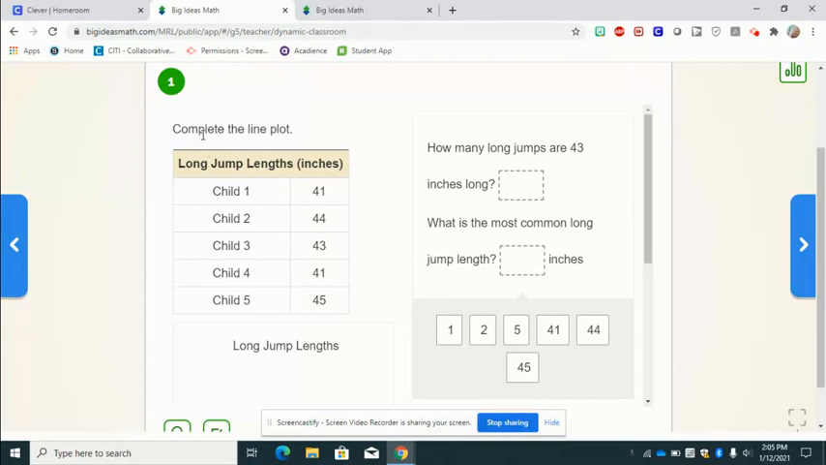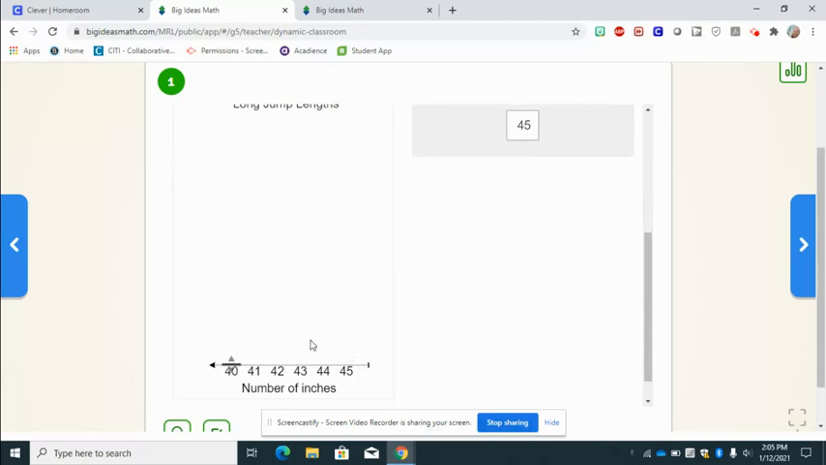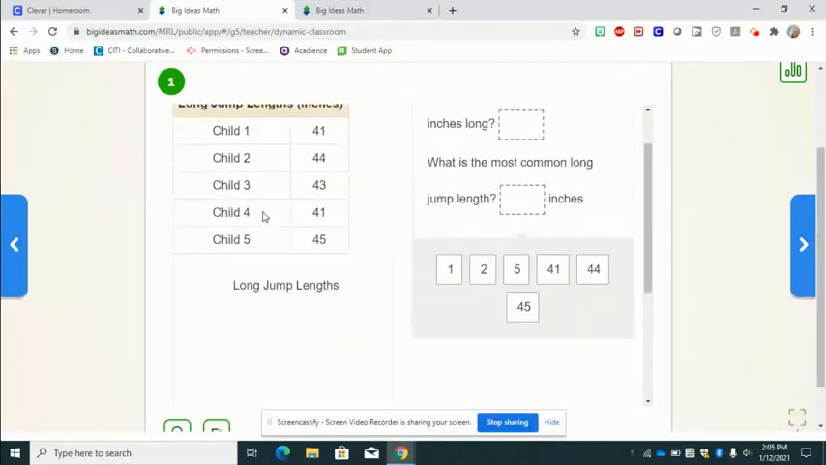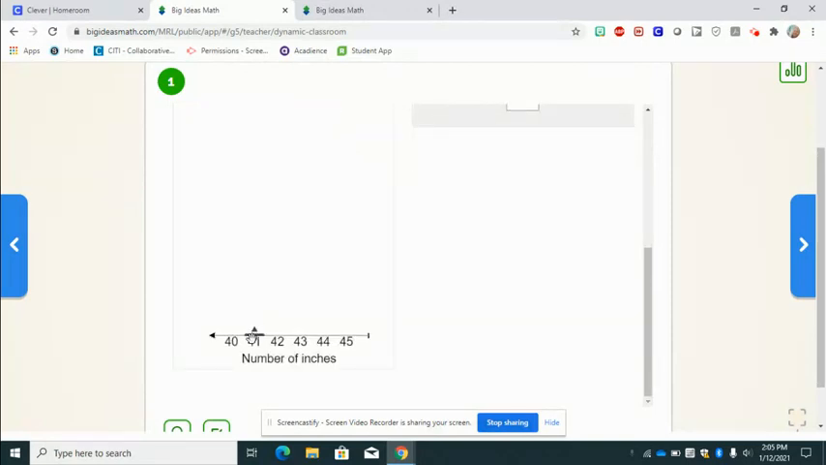Now we're going to look at a line plot, and we are going to look at long jump lengths, and these lengths are measured in inches. Child 1 jumped 41 inches, child 2 jumped 44 inches, child 3 jumped 43 inches, child 4 jumped 41 inches, and child 5 jumped 45 inches. So now we have to plot these down here according to how many inches they jumped. So child 1 was 41. So we are going to plot an X over the number 41.